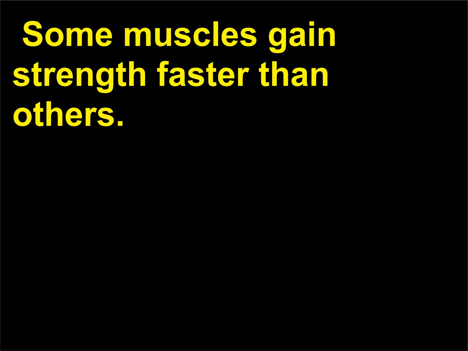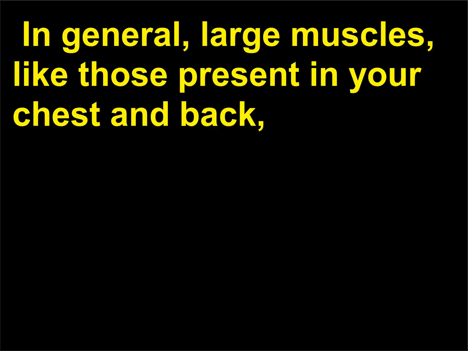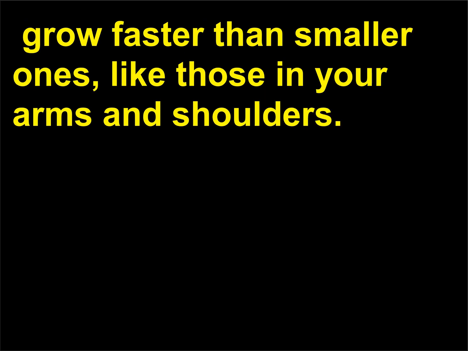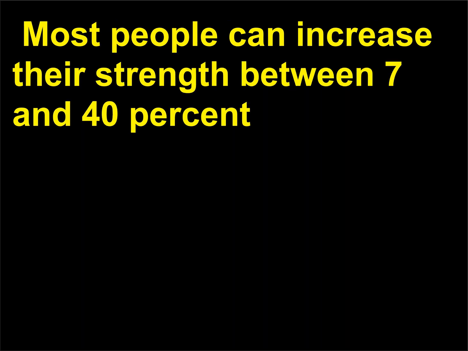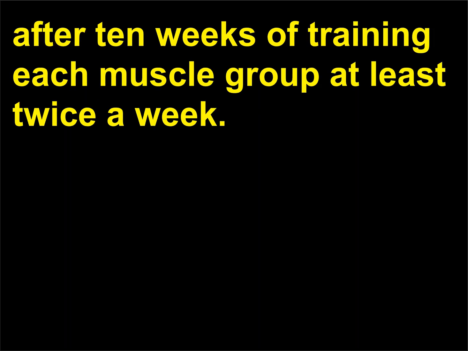Some muscles gain strength faster than others. In general, large muscles, like those present in your chest and back, grow faster than smaller ones, like those in your arms and shoulders. Most people can increase their strength between 7 and 40% after 10 weeks of training each muscle group at least twice a week.